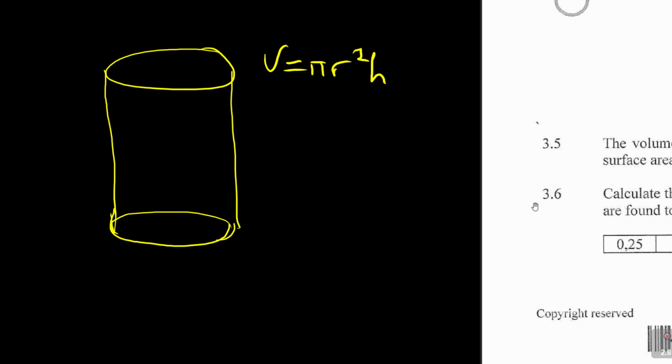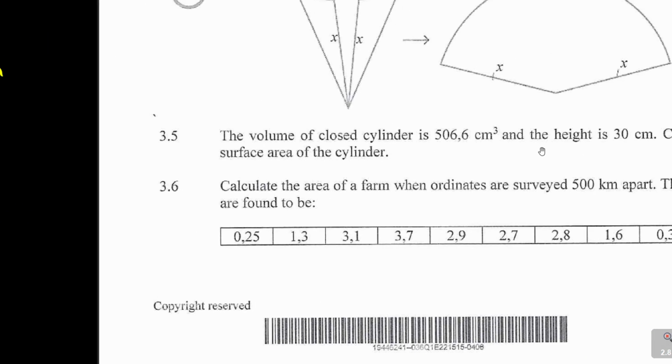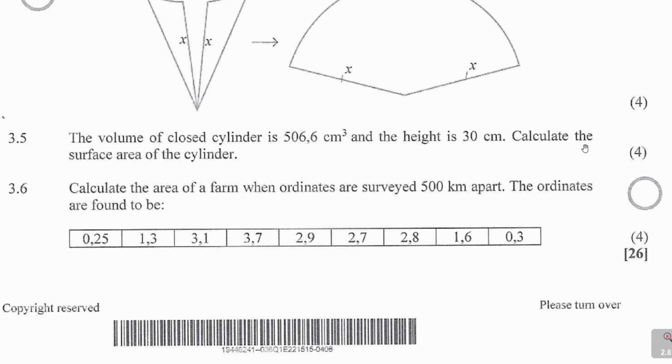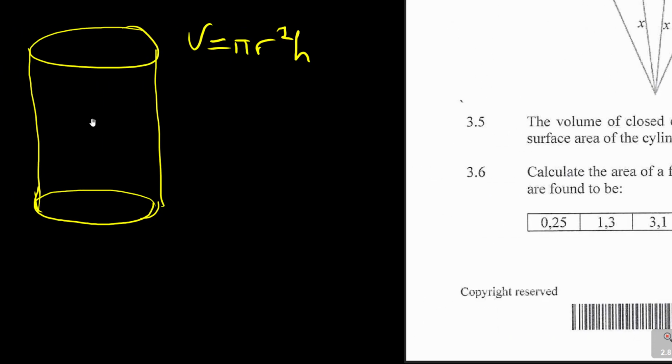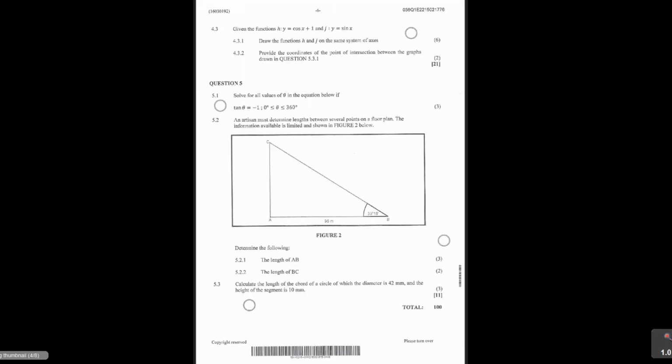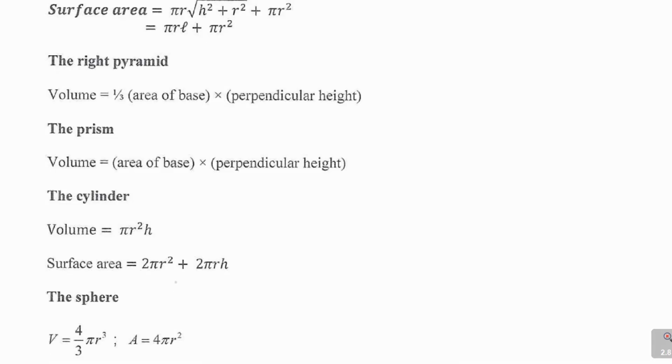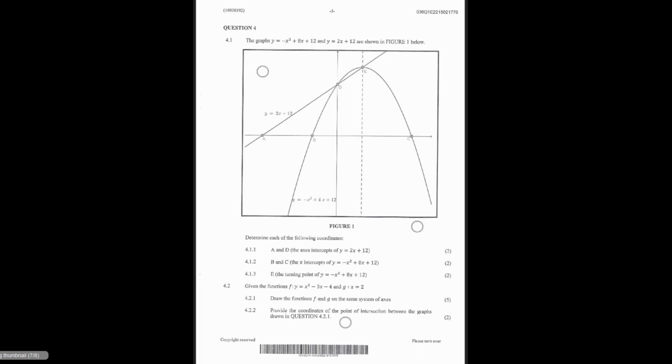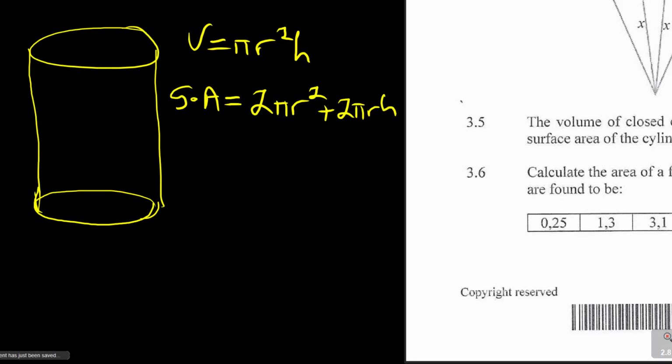So what are they saying? The volume of a closed cylinder is this and the height is this. Calculate what? The surface area of the closed cylinder. So surface area is equal to 2 pi r squared plus 2 pi r h. Let's confirm that. There it is, 2 pi r squared plus 2 pi r h. Alright, so with this, we are able to solve this question.